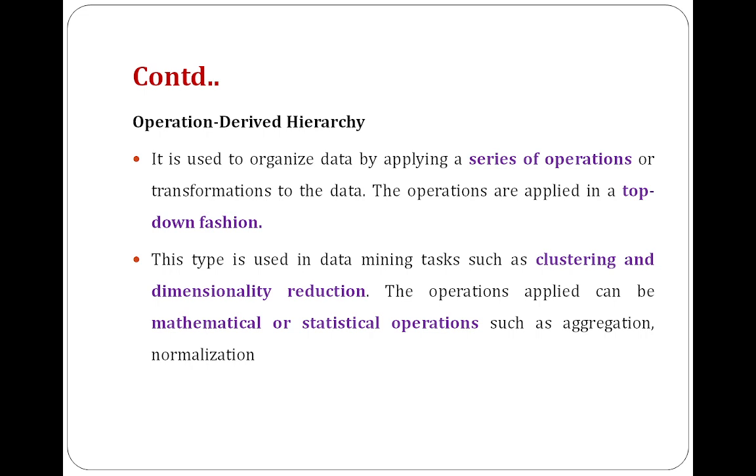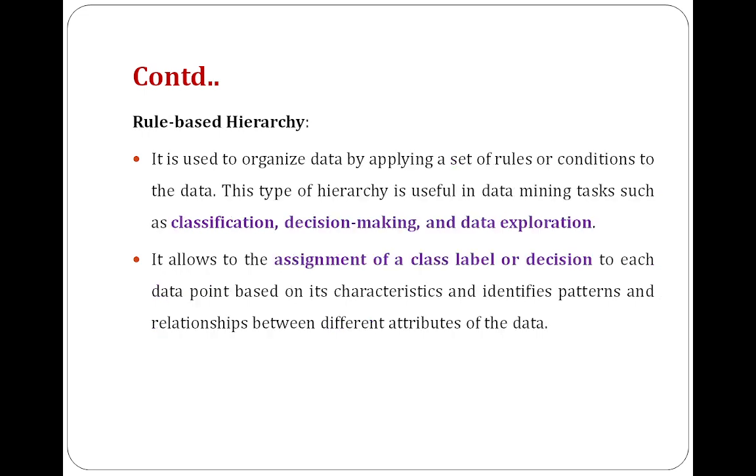Then the operations we are performing are mathematical and statistical operations. We can perform aggregation or normalization procedures. In aggregation procedures, we are moving from bottom to top, which means we can combine and group together all the smaller-level data and achieve a generalized view of the data. These are the mathematical and statistical operations we perform in order to analyze the data properly.